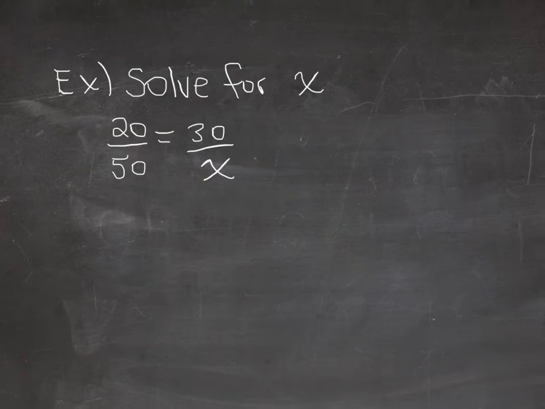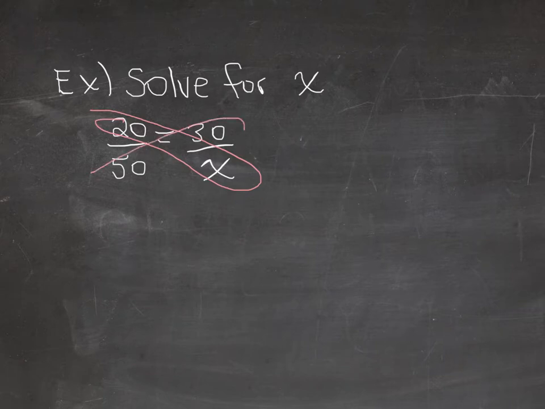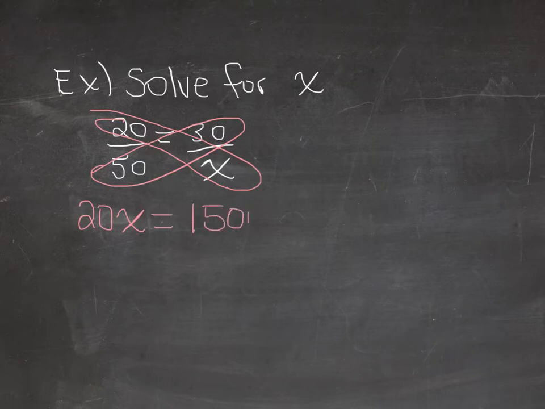Okay, so let's look at how we solve for missing values in a proportion. So if I want to solve for x, I have 20 over 50 is equal to 30 over x. The easiest way to solve these types of problems is to cross multiply. So what I want to do is multiply 20 times x and set that equal to 50 times 30.